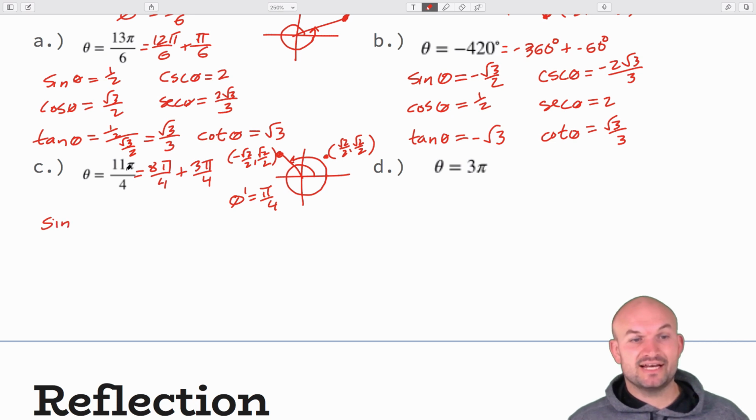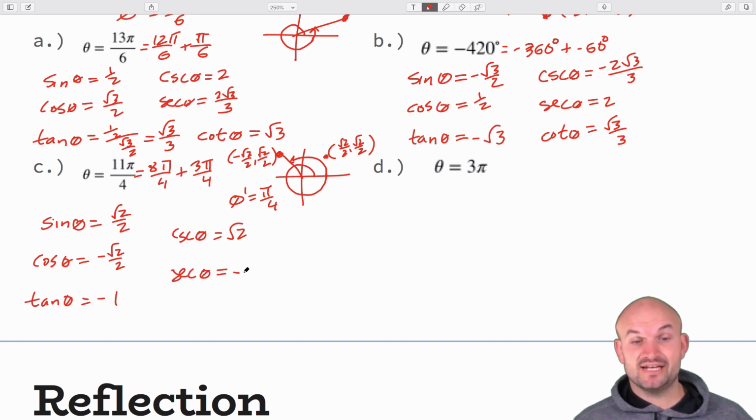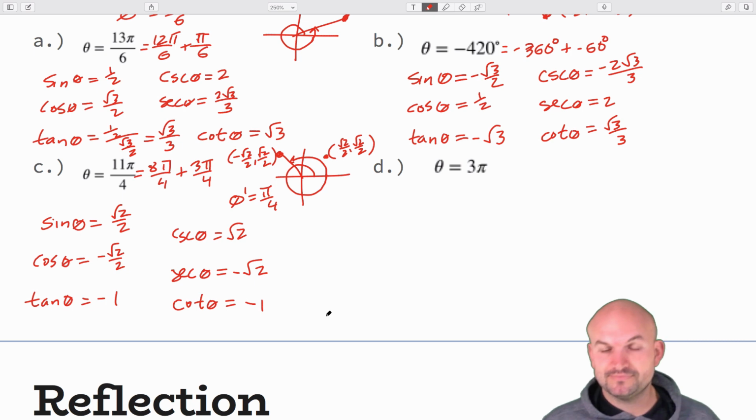So again, we have sine of 11 pi over 4, but let's just use theta. That's going to be a positive square root of 2 over 2. The cosine of theta is going to be a negative square root of 2 over 2. And the tangent of theta is going to be y over x, which is now going to be a negative 1. For the cosecant of theta, that's going to be the reciprocal, which hopefully you remember is square root of 2. The secant of theta is that reciprocal, but in this case it's negative since it's in the second quadrant. And the cotangent of theta in this case is going to be, obviously, again, another negative 1.